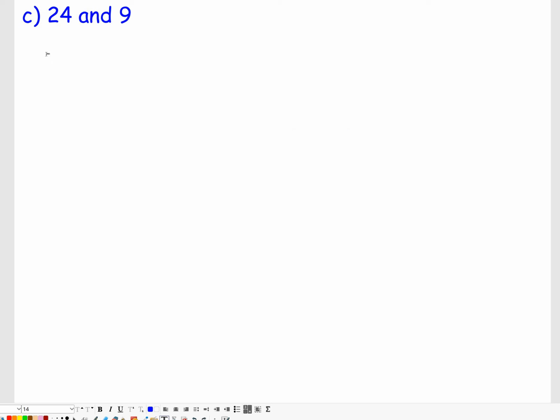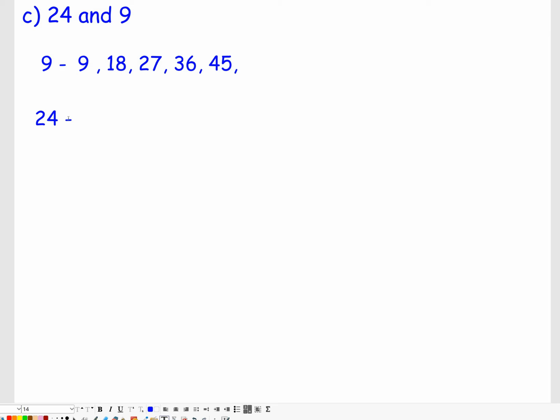Next, the LCM of 24 and 9. This time I'm going to do the 9 times table first. So we've got 9, then we've got 18, 27, 9 times 4 is 36. Remember, when you're doing your 9 times tables, you can use your fingers to help you. 9 times 5 is 45.